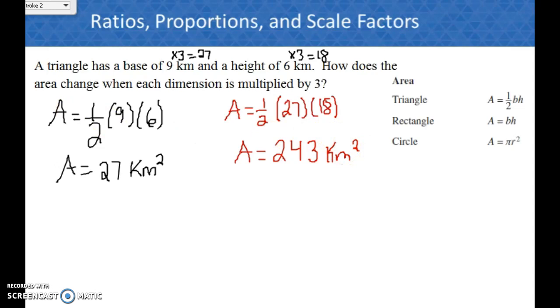So we have our two areas. We have our original area and our new area. And we want to know how the area changed. Well, remember our scale factor was 3. So we're trying to relate it back to that. We multiplied each of our lengths by 3. So let's go ahead and set up a ratio.